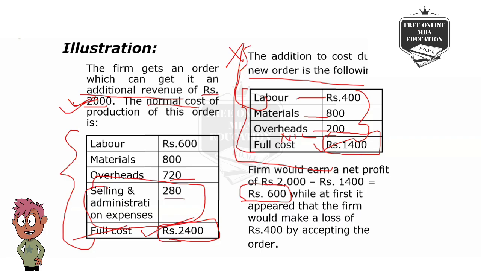So if I see it under the first criteria, where I'm not applying the incremental concept, without the incremental concept I would have made a loss of 400 and it was not advisable to proceed. But looking at the incremental concept, I make a profit of 600 rupees and it is advisable to accept such an order and proceed with the procurement, right? So this is where you apply the process of incremental reasoning.